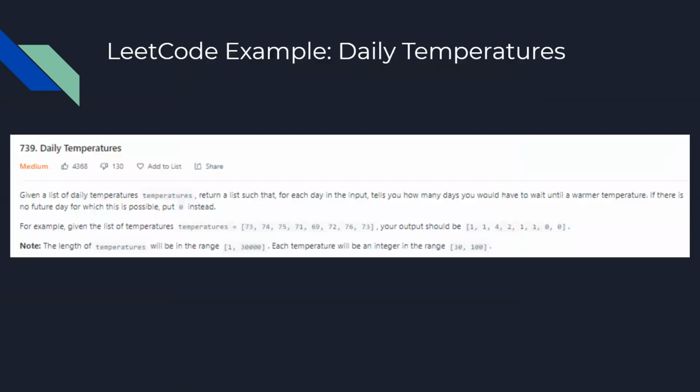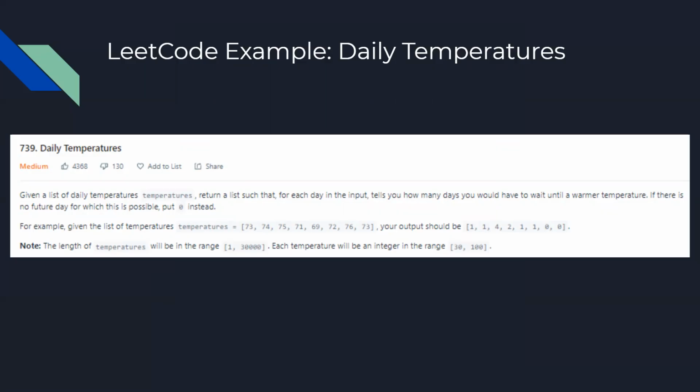So now we're going to take a look at a LeetCode example that uses a monotonic stack algorithm. It's called Daily Temperatures. Given a list of daily temperatures called temperatures, return a list such that for each day in the input, it tells you how many days you would have to wait until a warmer temperature. If there's no future day for which this is possible, we just put a 0 there instead.